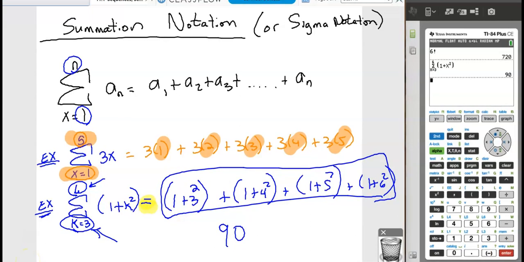So that's how you do sequences and series, and then, of course, I threw the summation notation in, because now we're talking about when you start adding the sequences together, the summation of it. And I also showed you how to use the calculator on both the factorial and the summation.